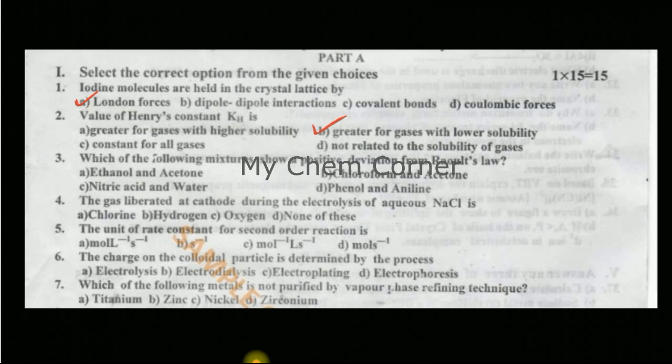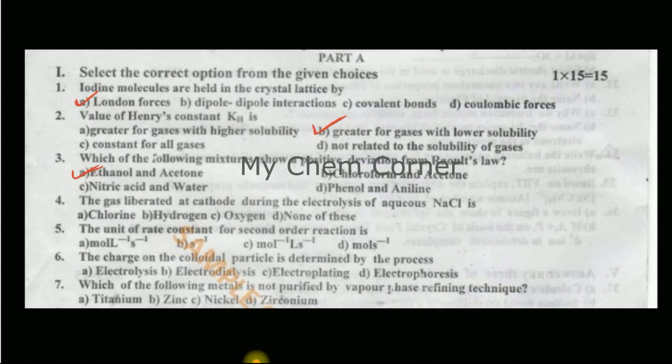Next one, which of the following shows positive deviation from Raoult's law? Ethanol and acetone, chloroform and acetone, nitric acid and water, phenol and aniline. So among these four, the only one that will undergo a positive deviation is ethanol and acetone. This is one of the examples that we also did in the first paper. Chloroform and acetone, phenol and aniline, nitric acid and water all have hydrogen bonding among them. Therefore, they will follow negative deviation. This is the only example that has positive deviation.